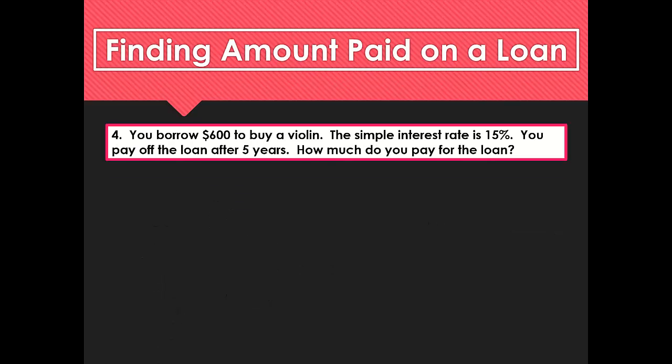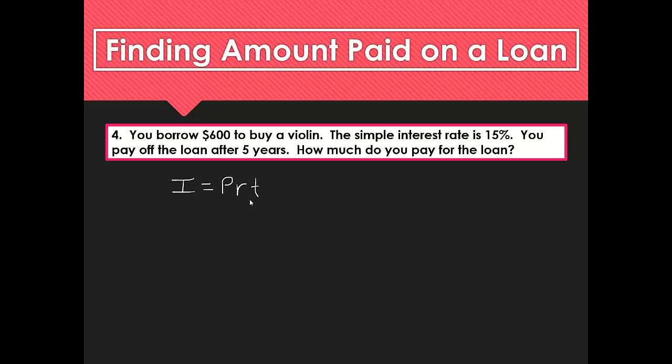Now we're going to find the amount paid on a loan. So for number 4, you borrow $600 to buy a violin. The simple interest rate is 15%. You pay off the loan after 5 years. How much do you pay for the loan? So we'll start out with our formula. I equals PRT.